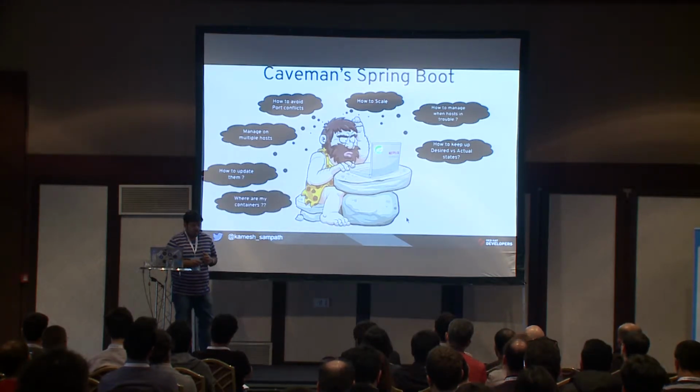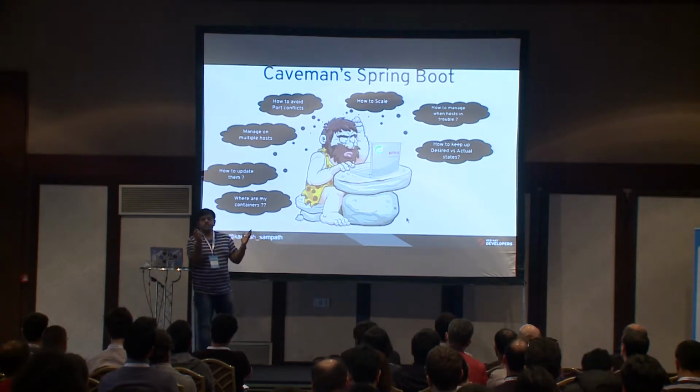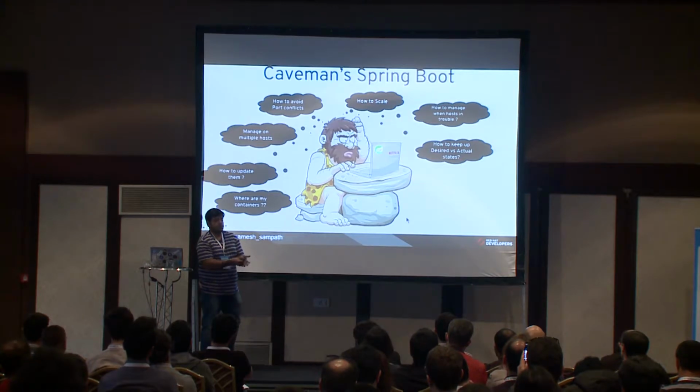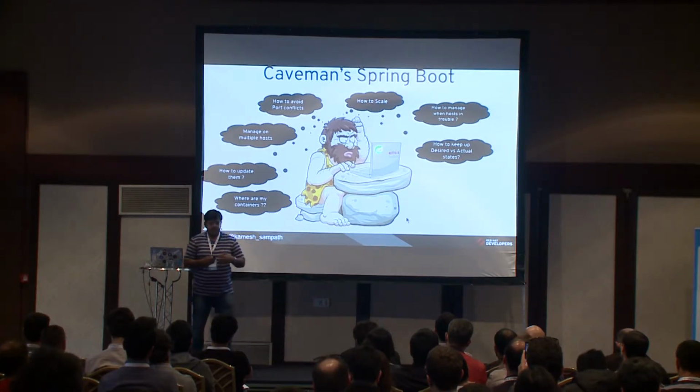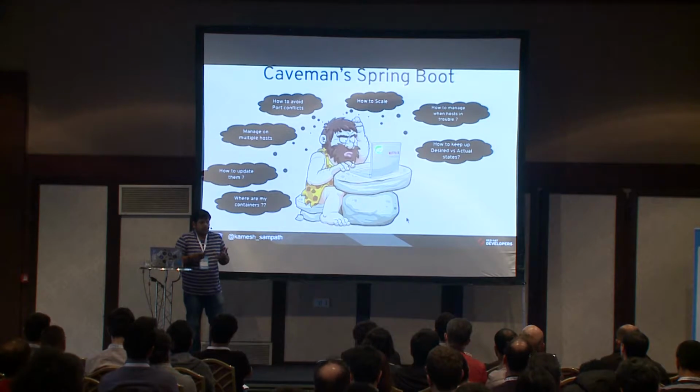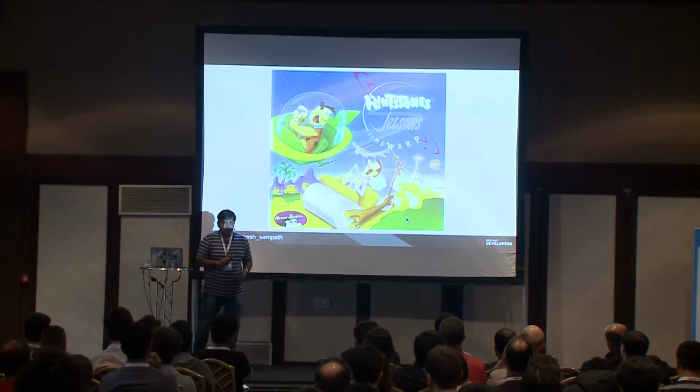And finally, where are my containers? We are in the container world. So where is my container in my microservices architecture? I don't have it today. These constraints made me think that Spring Boot with Netflix OSS, as of today, is a bit of a caveman's architecture, and I would love to move to a newer area, right?